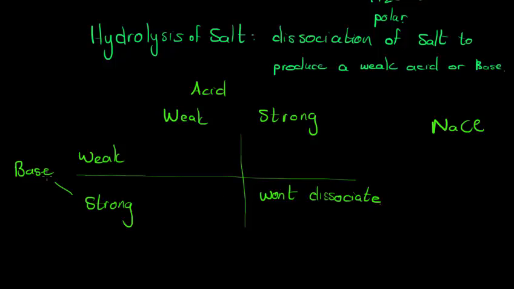If however I've got a strong base reacting with a weak acid, it will produce a weak base. So the salt will dissociate in the water, producing a weak base. Make sense? If I have a strong acid and a weak base, it will produce a weak acid. So it will dissociate, producing a weak acid.